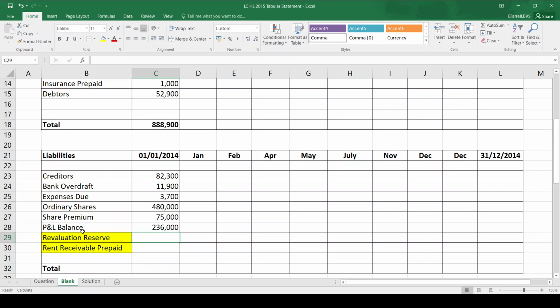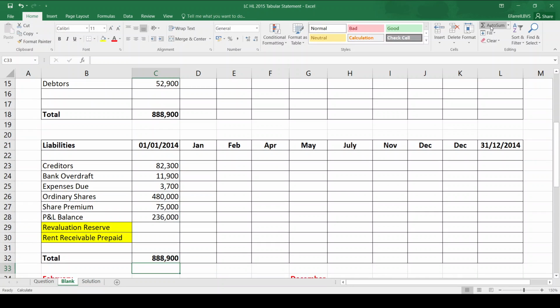Now, at the bottom here, the revaluation reserve and the rent receivable prepaid, they come into the question later on. There are no opening balances for those. That's why they are highlighted. So I'm going to total my liabilities, and they also come to 888,900, and the opening balances are balanced.